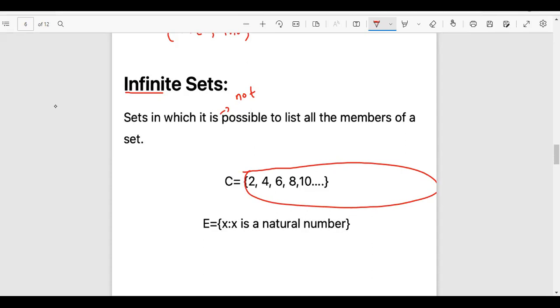You can talk about the set of odd numbers as well, right? If we talk about the set of all odd numbers in mathematics, that would be infinite. Can anyone give me some other example of an infinite set in mathematics? You can make up the set by yourself, it's completely fine.